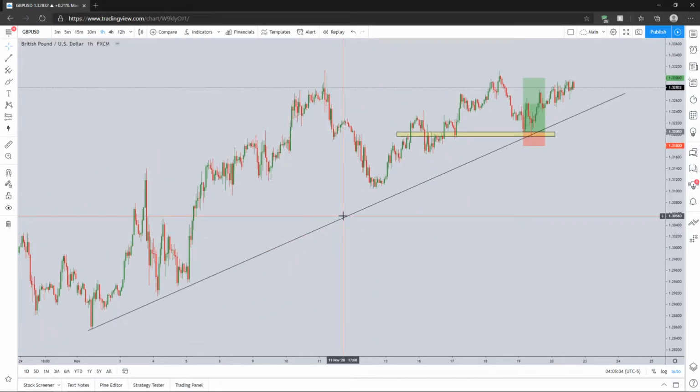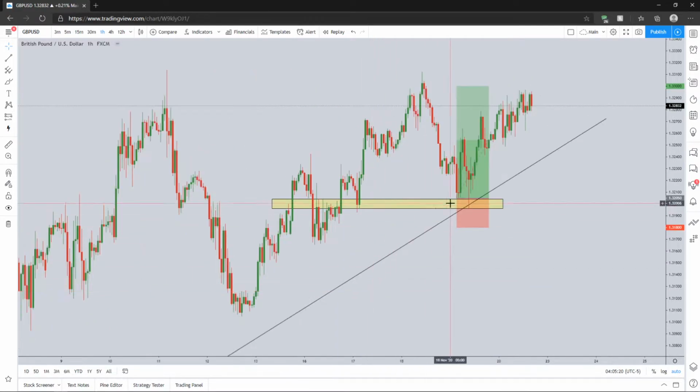Now, the reason this is important is simply because you do not want to sell an uptrend and you do not want to buy a downtrend. What does that mean? You don't want to trade against the grain. You always want to go with the grain. You want to go with the market's momentum. In this case, it was an uptrend, hence the reason for my buy.